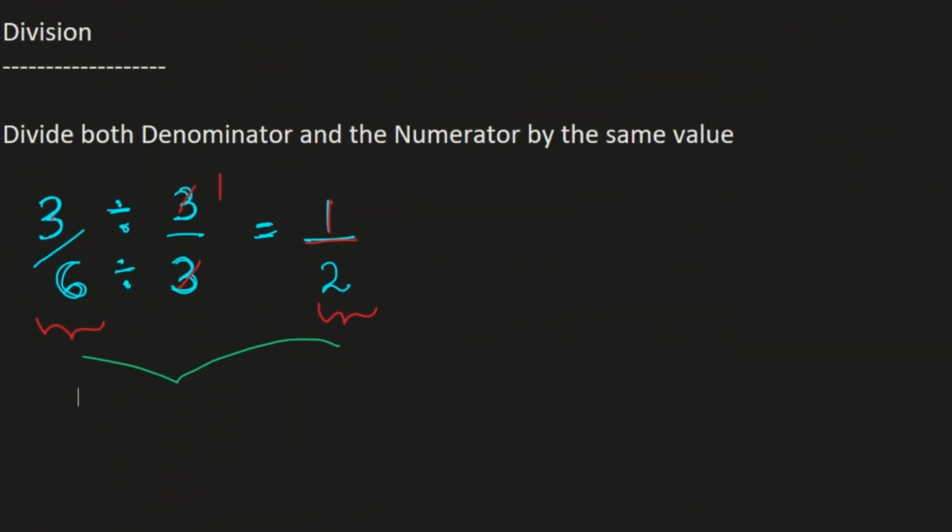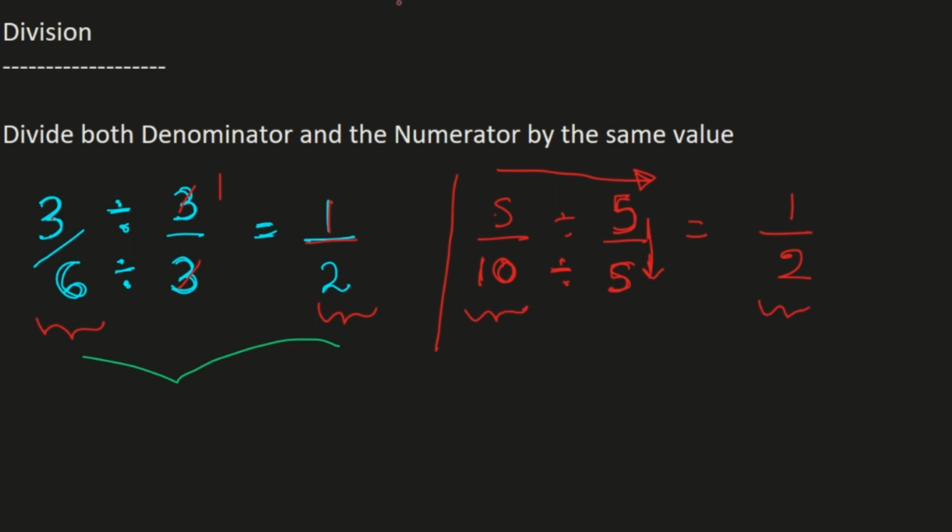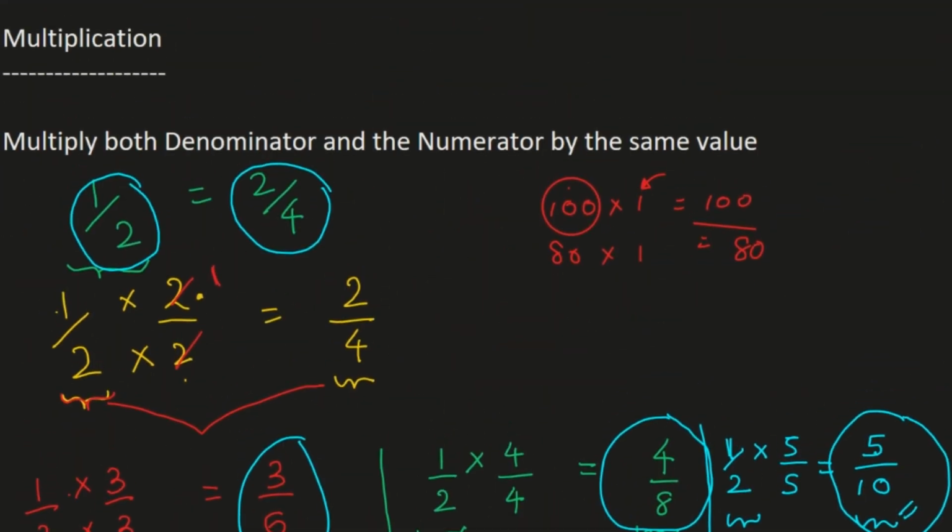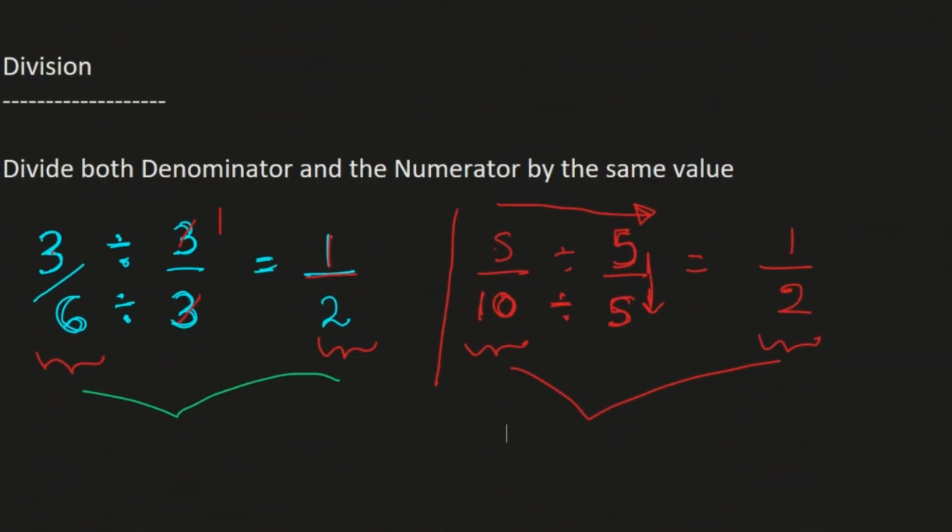So let's do another example. 5 upon 10. What I'm going to do here is again divide the denominator and the numerator by the same value. Here I will take 5 upon 5. So 5 divided by 5 is 1, and 10 divided by 5 is 2. Again, 5 upon 10 and 1 upon 2 are equivalent fractions. So you saw that you can find equivalent fractions by both approaches, either the multiplication approach or the division approach.